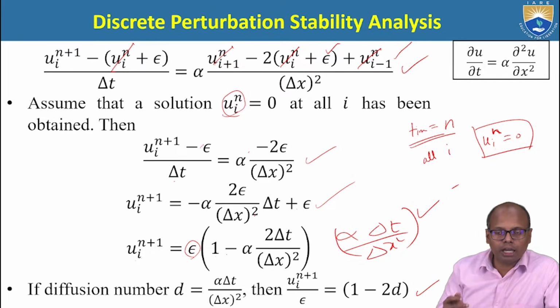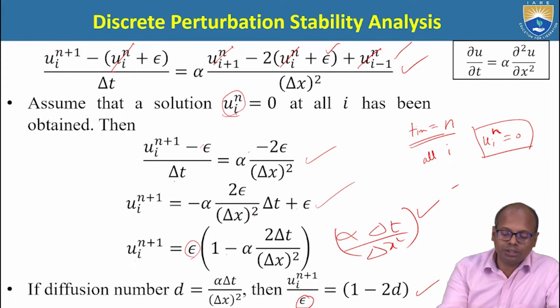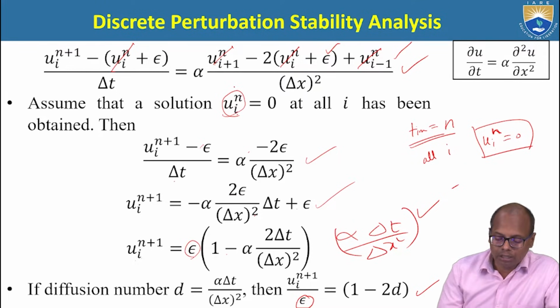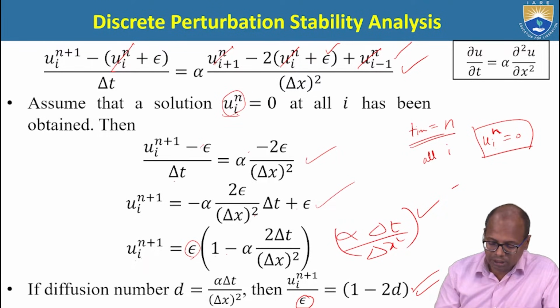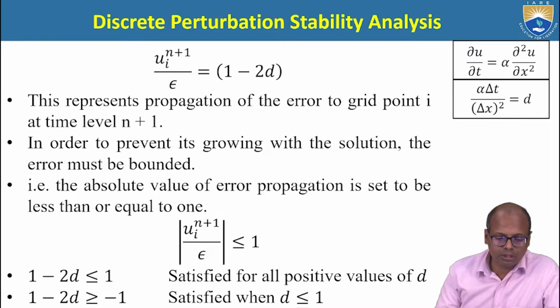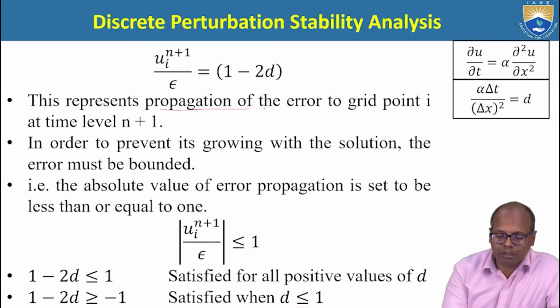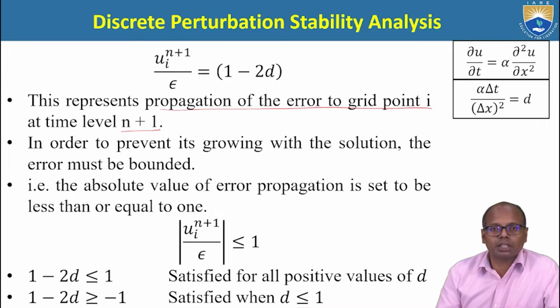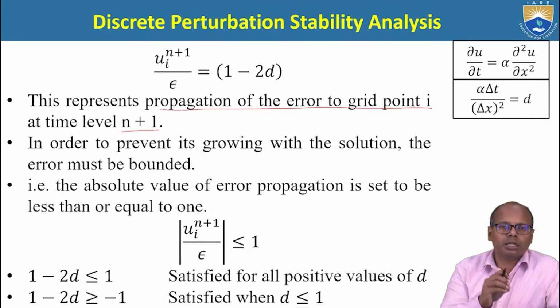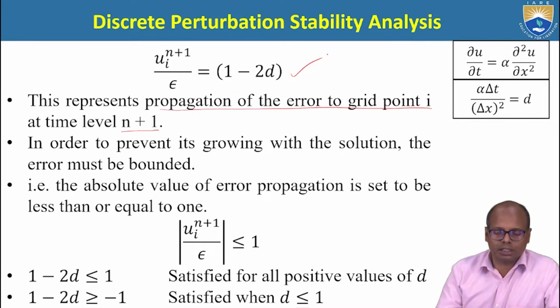What I did is find the effect of this epsilon at u_i^n. I have introduced this disturbance at the ith node at time n. Now the effect of it at the ith node at time n plus 1 is given by this equation. This represents the propagation of error to the grid at the n plus 1th time. At the ith node and at time interval n plus 1, the error is given by this equation.